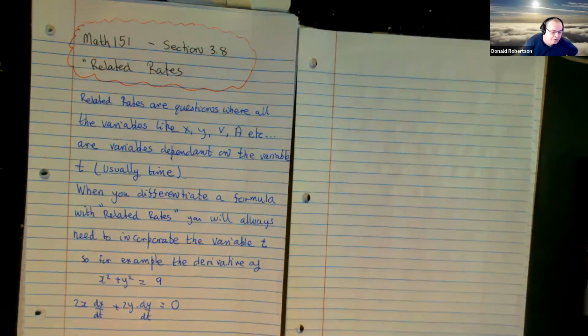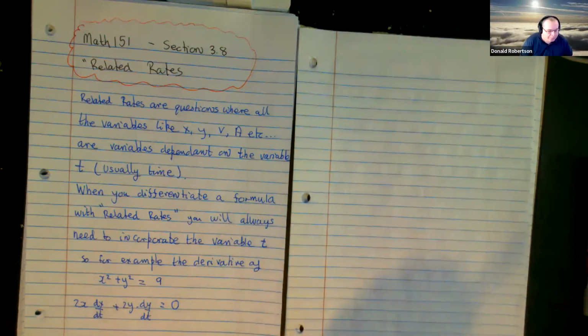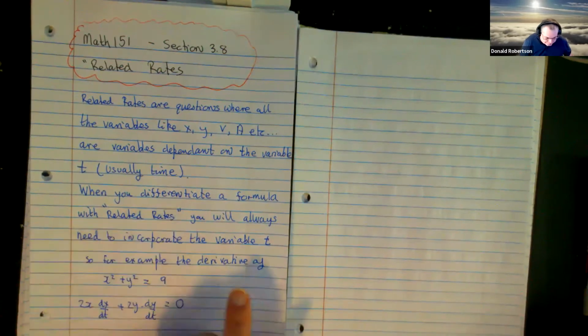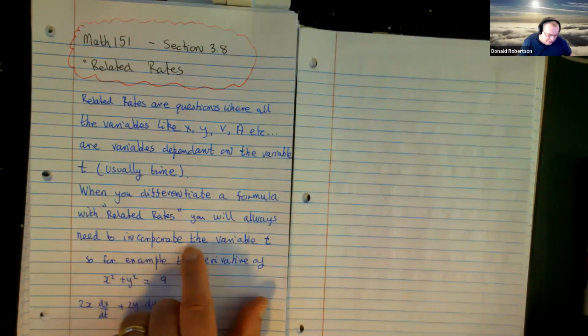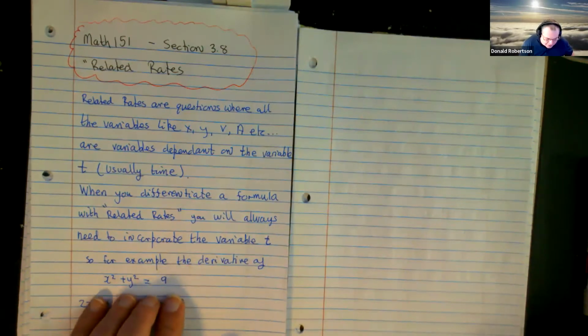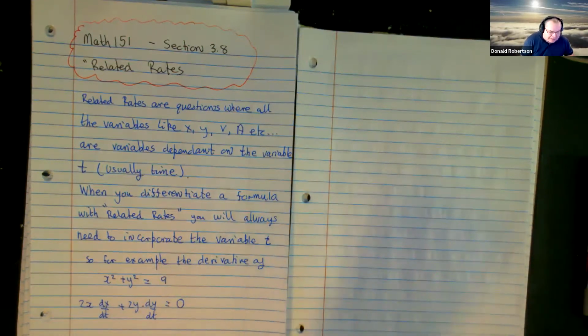So we tend to use related rates in stories where you've got an object, but it keeps changing through time, right? So it gets bigger or smaller as time goes by. So when you differentiate a formula using related rates, you always need to incorporate the variable t. For example, that is the equation of a circle, center at the origin, radius 9. Can you imagine the x and y values start moving as time goes by, so the circle starts getting distorted?